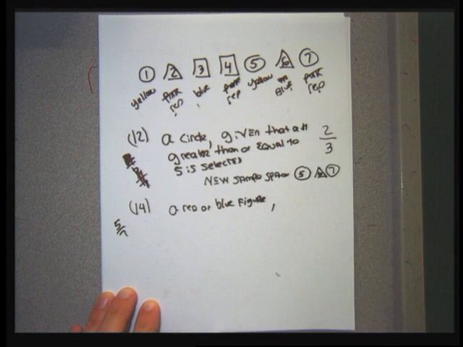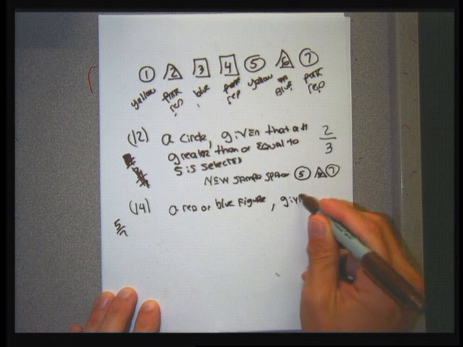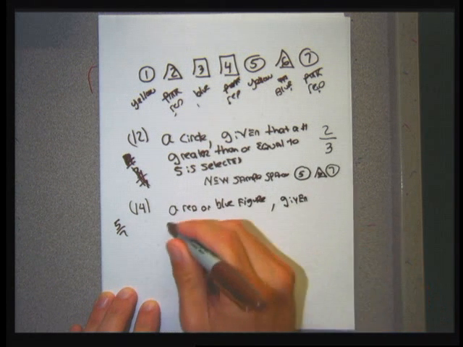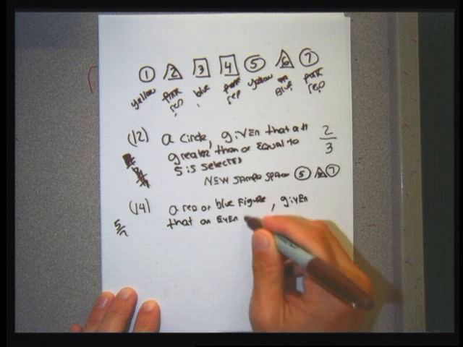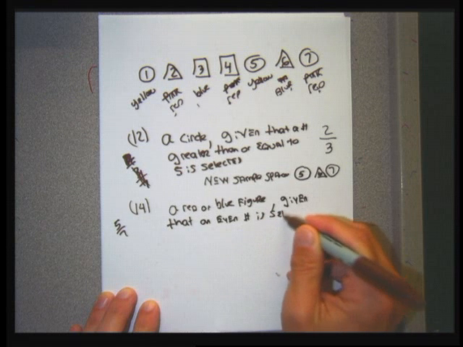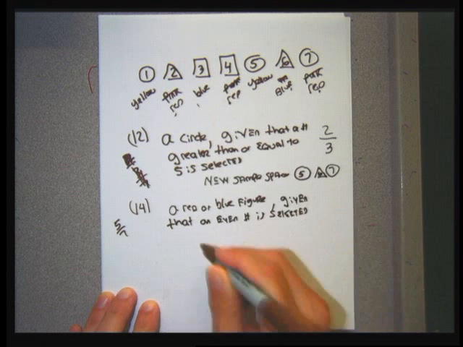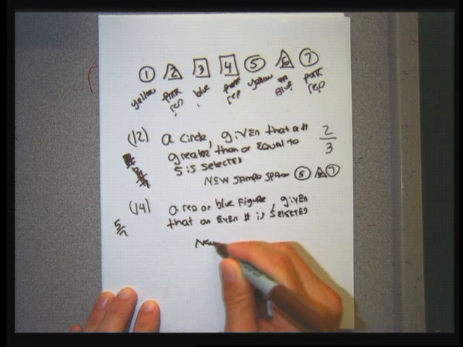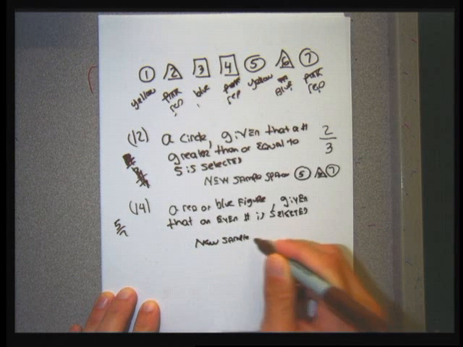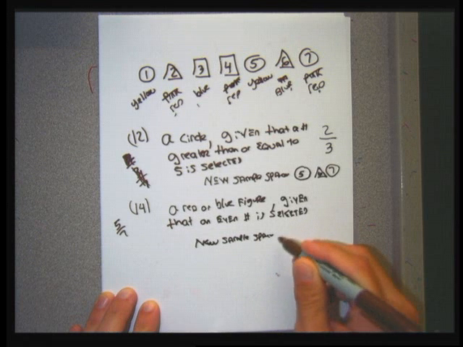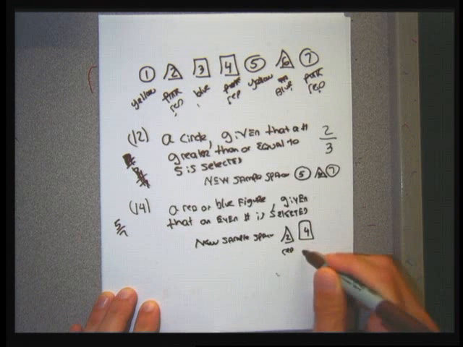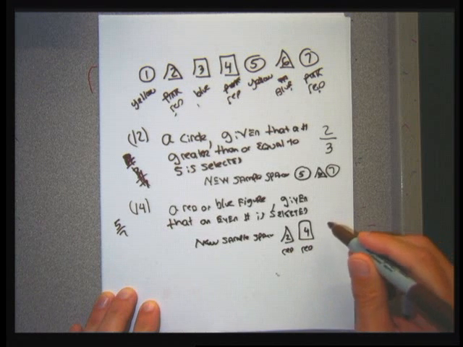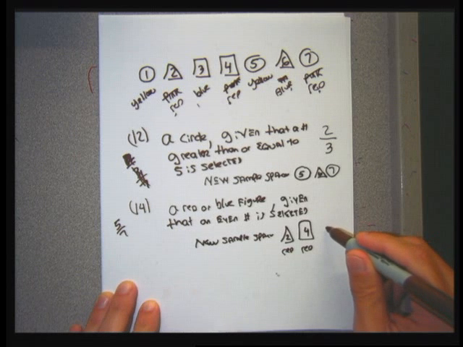The word given is going to crunch down my sample space. So given that an even number is selected, I need to construct a new sample space, and my new sample space is only going to contain the even numbers. The even numbers are the red 2, the red 4, and the blue 6.